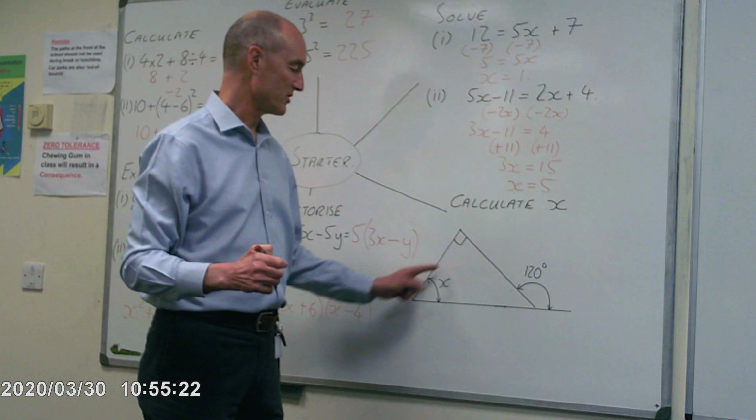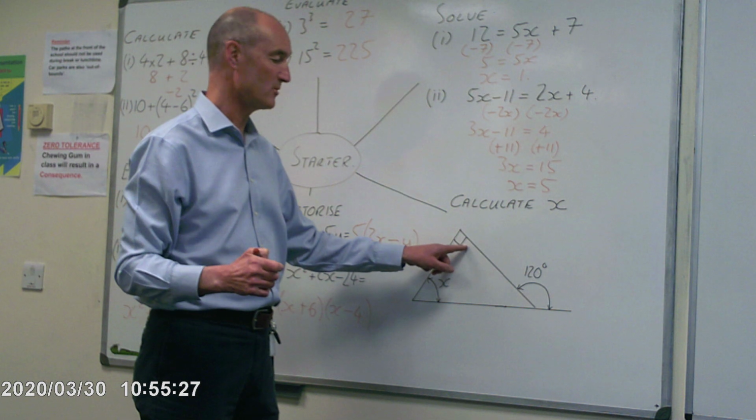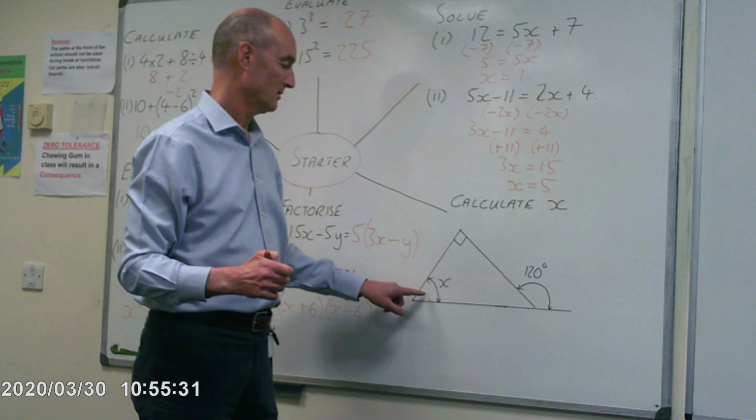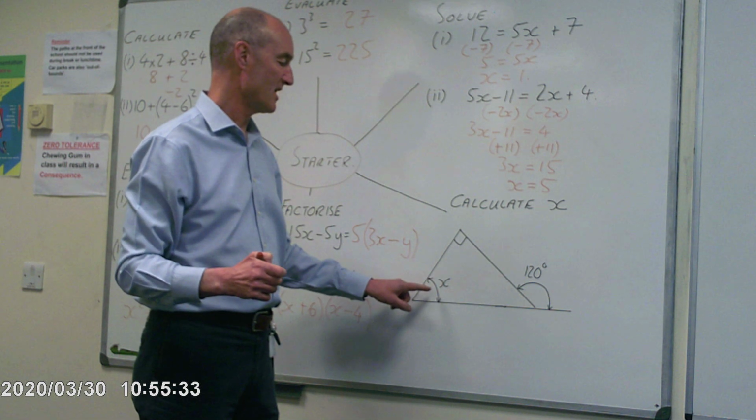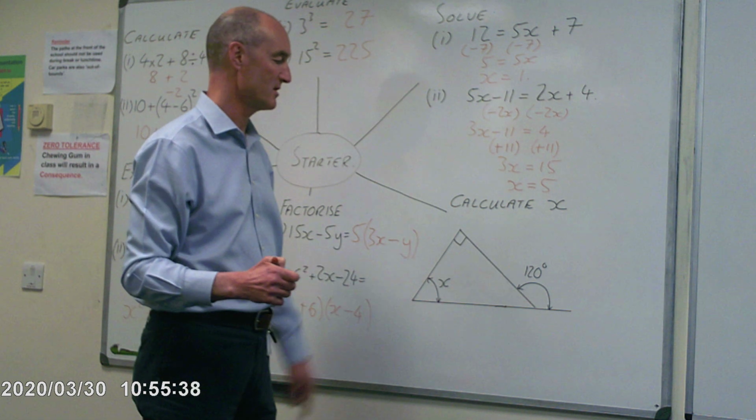Calculating the value of x, this angle x. We've got a triangle. We know one angle. What's that angle? It's 90 degrees. We haven't got enough information yet to calculate our value of x. 180 degrees inside a triangle.